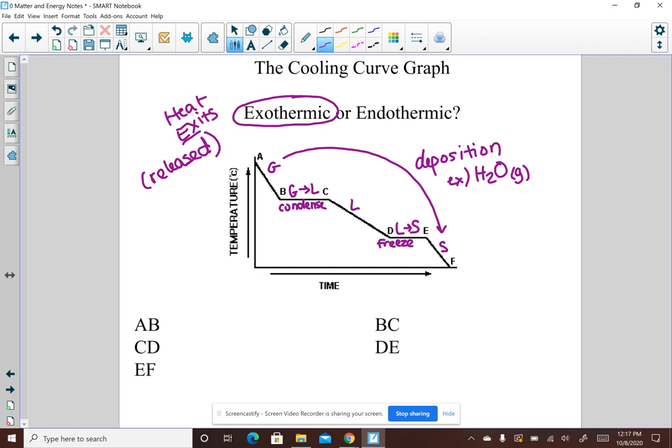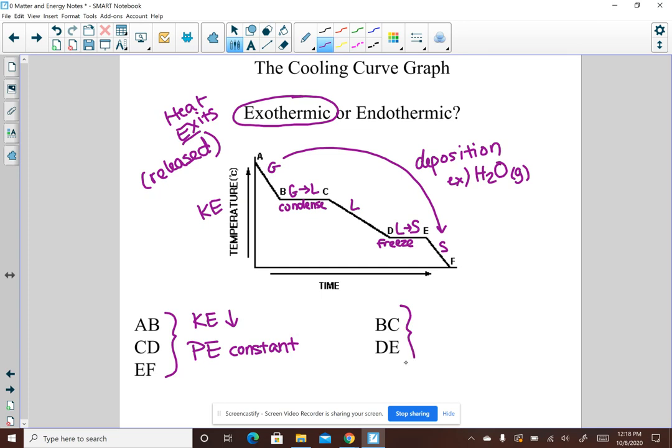So just like with the heating curve, we can think of temperature as kinetic energy. So if we want to talk about what's going on with temperature during these sections, A, B, C, D, E, F, what's going on with temperature? It's going down. So kinetic energy is also going to go down. Same as the heating curve, guys, only one type of energy can change at a time. So if kinetic energy is changing here, then PE is not allowed to change. It's going to stay constant.